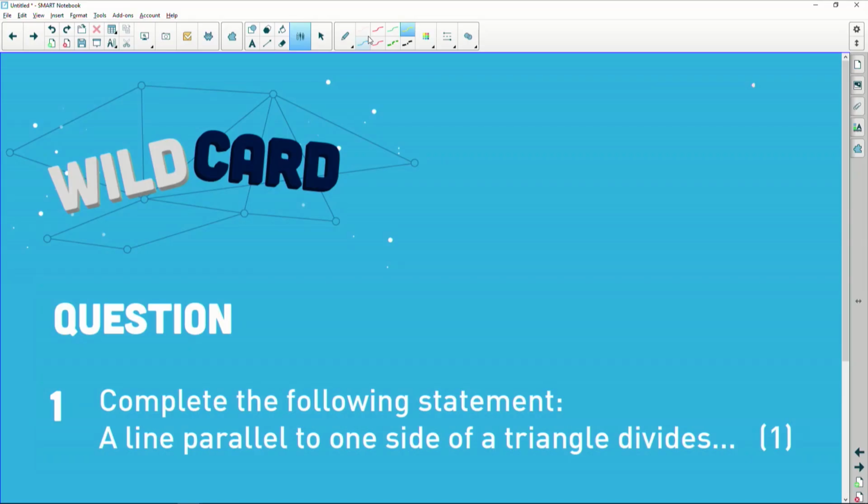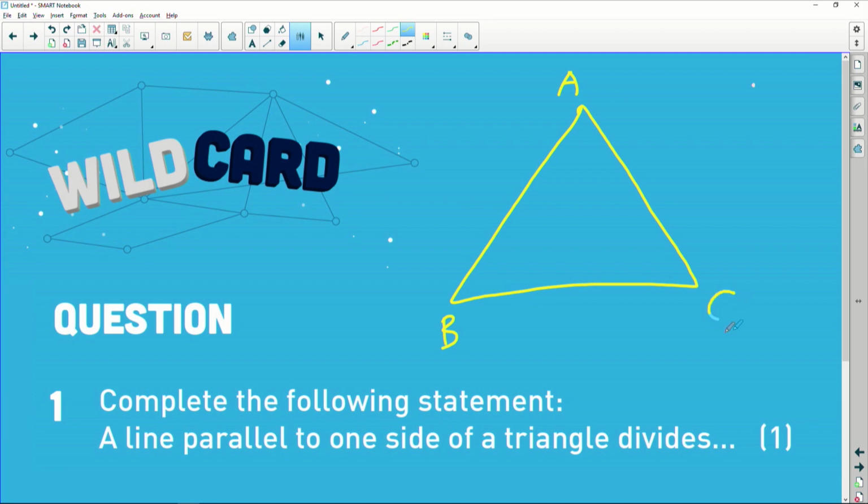Complete the following statement that says a line parallel to one side of a triangle divides. Okay, cool. So apparently there has to be a triangle here. I'm going to try and make sense of this question by drawing a triangle. This is our triangle. Let's look at the triangle again. Right, that the question says, let's call it triangle ABC, for example. It's a very simple question. If you know the theorem, you can be able to complete this quite easily. So if you don't know it, it becomes a big problem.